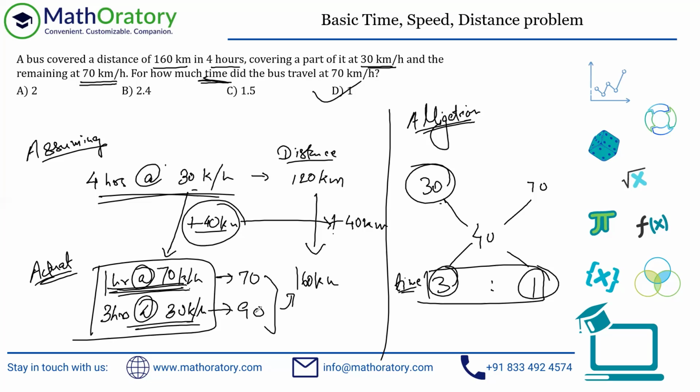So that is very simple, because that is what the question is looking for. So just distribute the entire time that you have, the 4 hours, in this ratio. So 3 hours and 1 hour. They're looking for 70 kilometer per hour. So that should give you 1 hour as the answer.